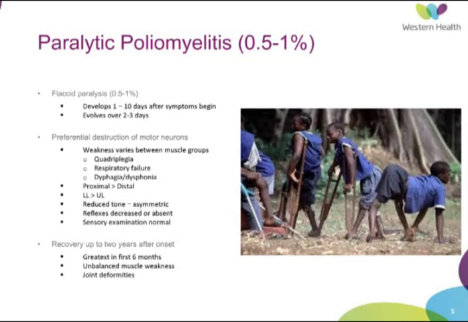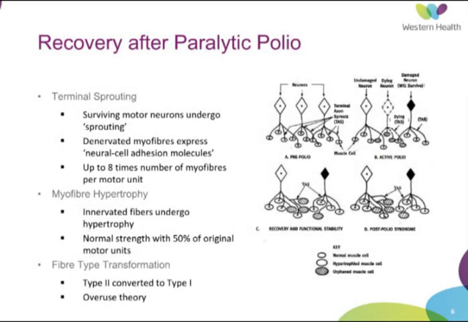The problems that result from this are related to muscle imbalance and the resultant joint deformities that come from this, and I'll come back to that as well. So there's a few theories on how the muscles recover after being affected with polio, and I'll go through these three mechanisms. The first is terminal sprouting, whereby the surviving motor neurons' axons have a terminal sprouting effect where they re-innervate the orphaned motor myofibers, and each motor unit can be up to 8 times the size of the pre-morbid motor unit.